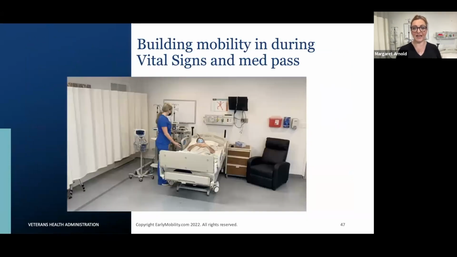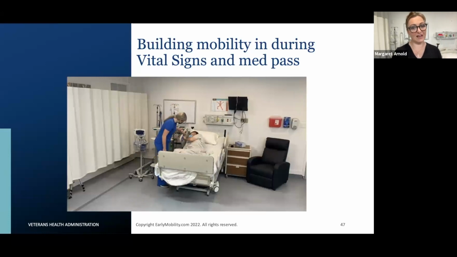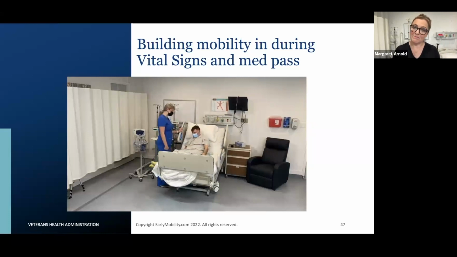So let's take a look at building mobility into vital signs and med passes. We'll first be looking at the mobility screen. In this scenario, you see the nurse's aide asking the patient to sit up. You see that she's having him reach for the bed rail by himself. That's engaging his brain. So often we do that for the patient. This is an easy thing that doesn't add to the nursing time, but it is important in patient participation.